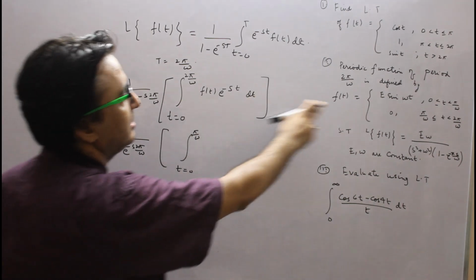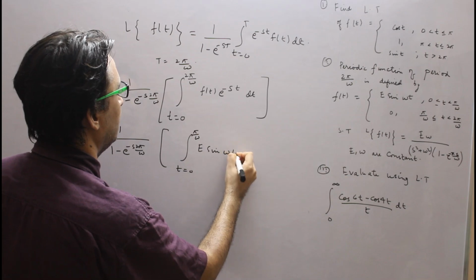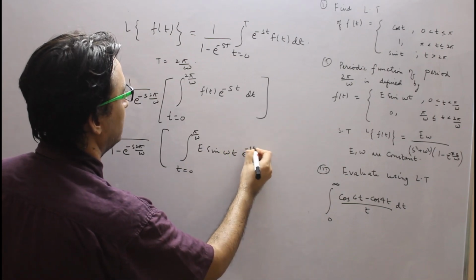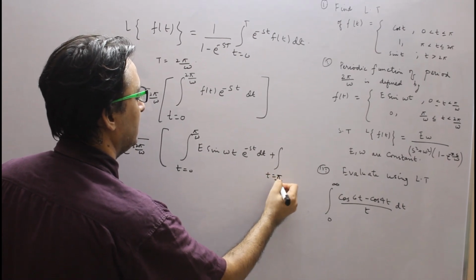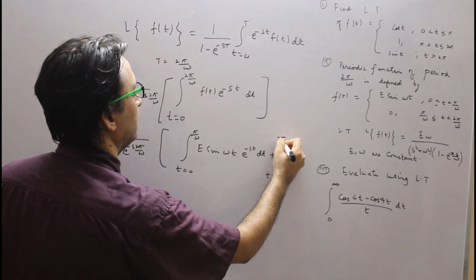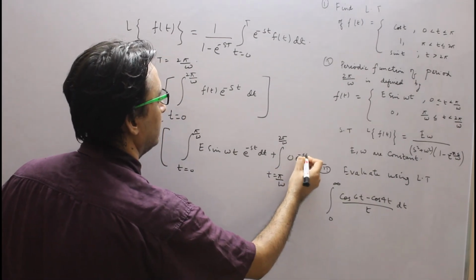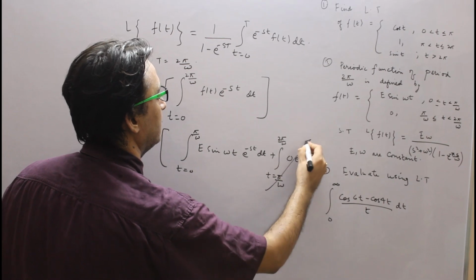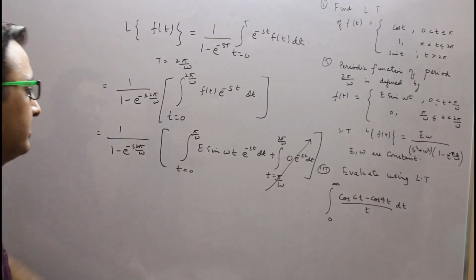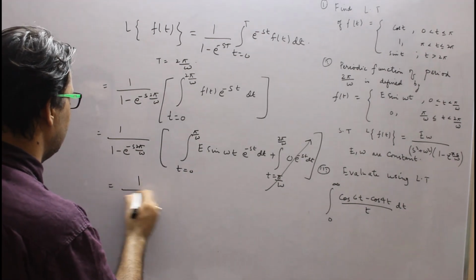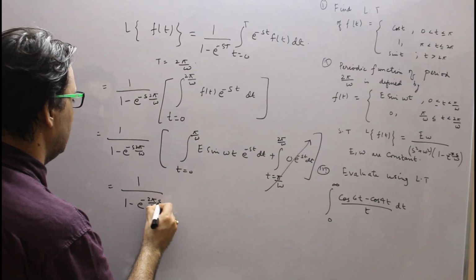And what is the value of function? e sin omega t, so e sin omega t e to the power minus st dt, plus t is equal to pi by omega to 2 pi by omega. Here the value of function is 0. So this is not factored in. All we have to do is take the integral of this. So what is the integral?